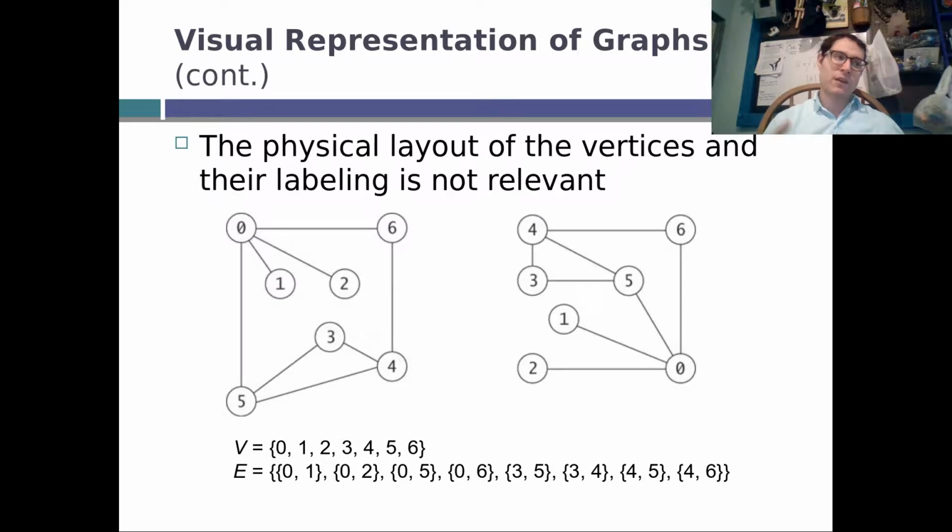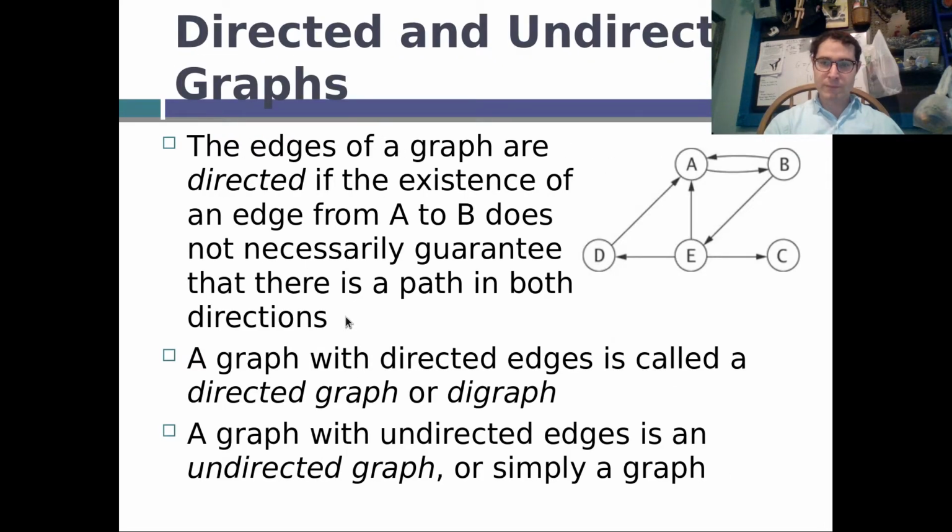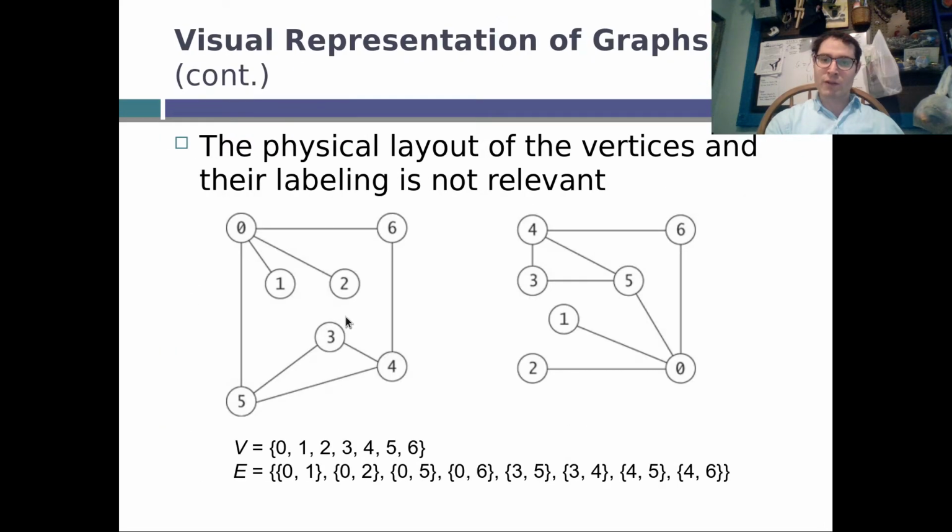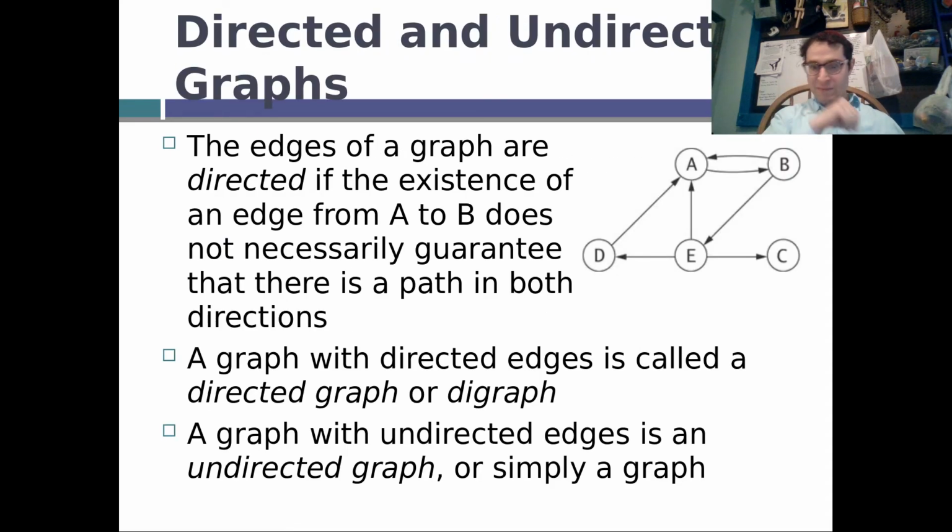Now that's not to say that there aren't properties associated with drawing. For instance, something that you'll learn later on, not in this class, is that there's graphs called planar graphs, and one of the defining qualities of planar graphs is that they can be drawn in a way such that their edges don't overlap. So for non-planar graphs, there's going to be no way to draw them without an edge overlapping. So now getting on to directed and undirected graphs.